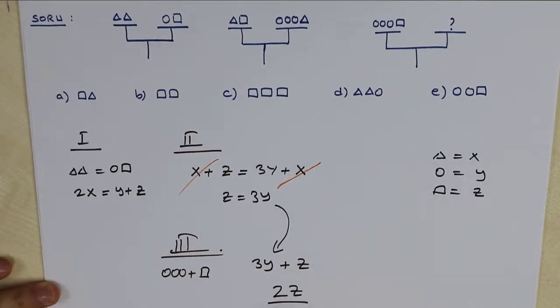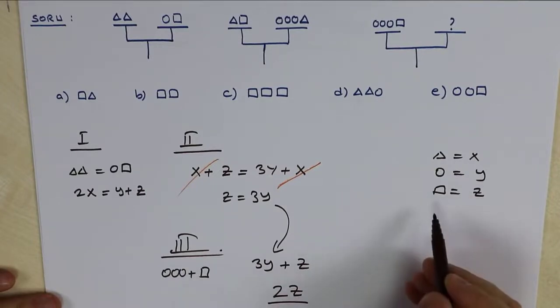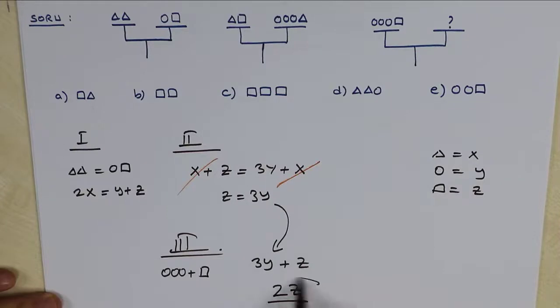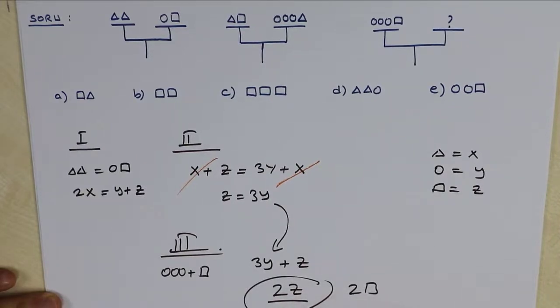So that means 2 squares. So this is a possible answer, which is B. This is the correct answer in this case. And this is the answer.